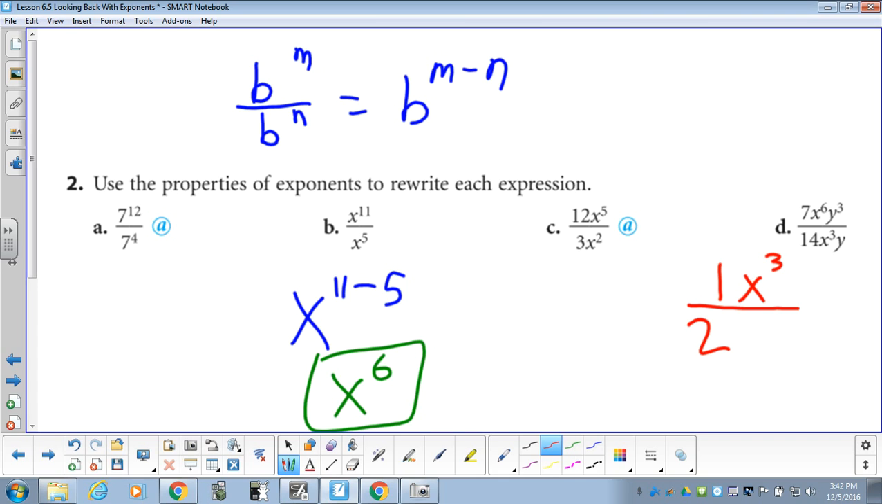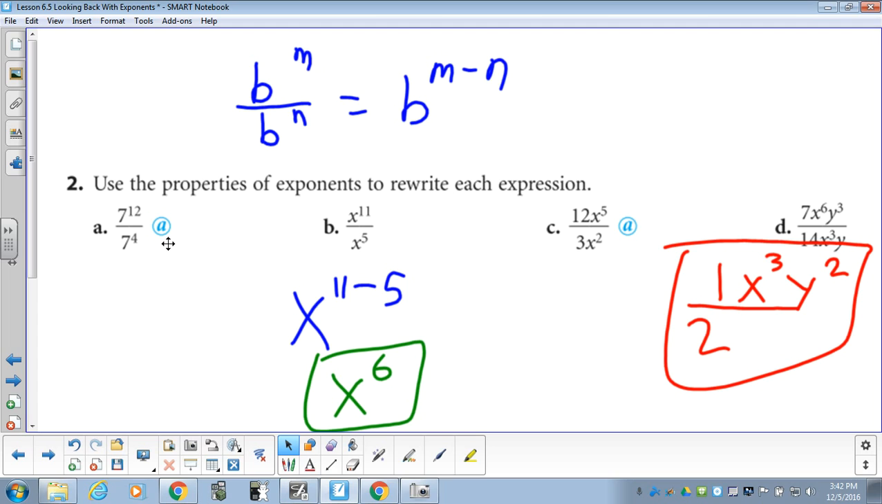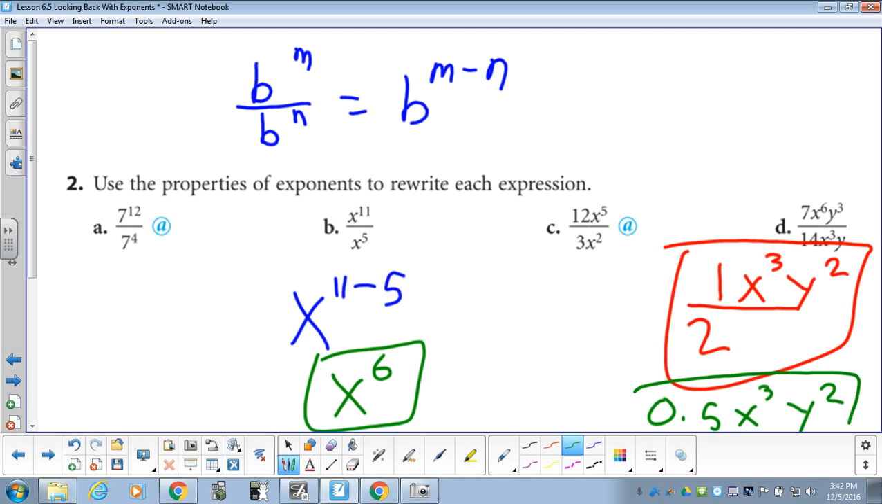And so y to the third over y to the first, that just leaves y to the second. Throw a box on it. And there's our answer for 2B and D. You also could write this as a decimal. You could also say 0.5 x to the third, y to the second. That is also acceptable.